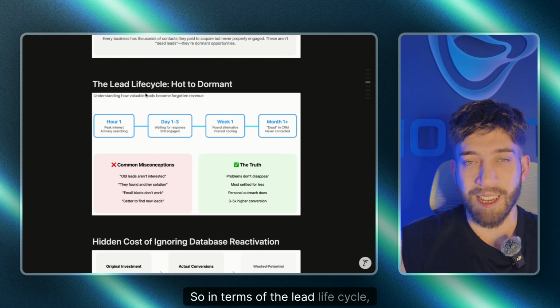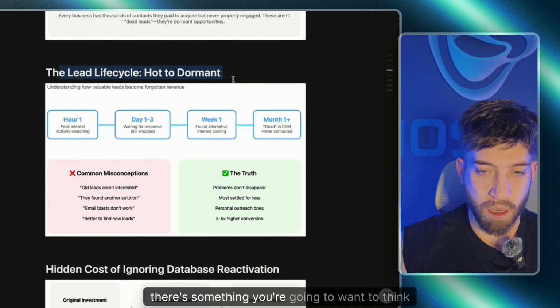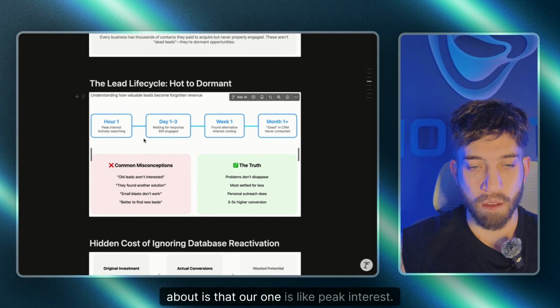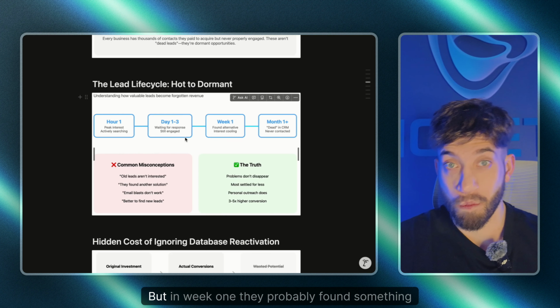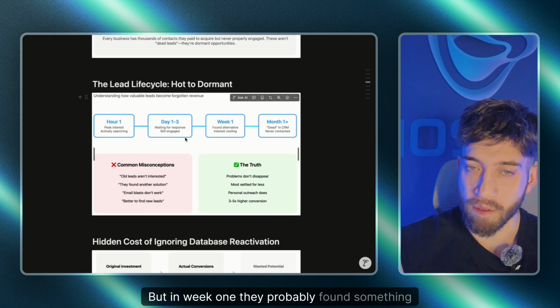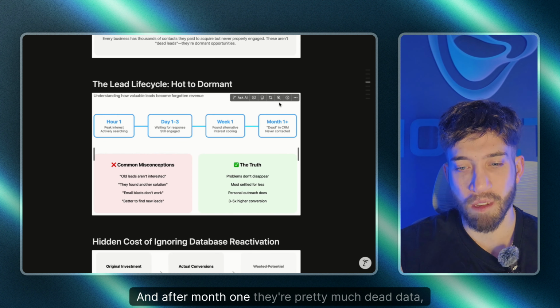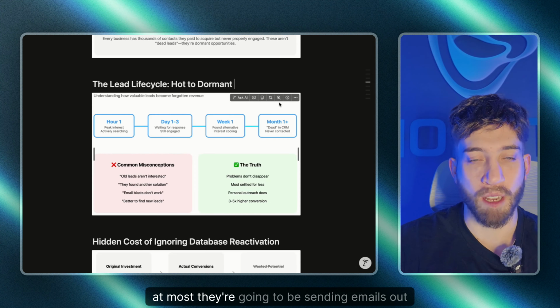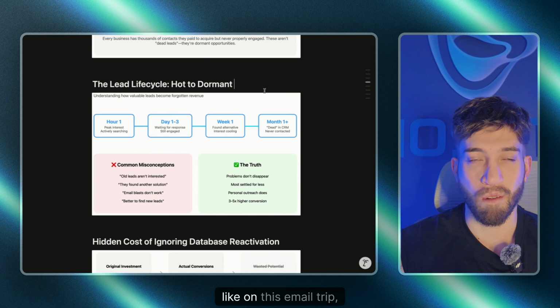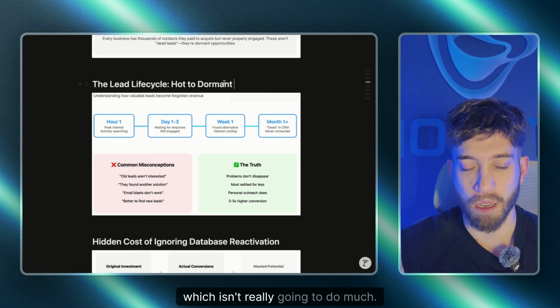So in terms of the lead life cycle, there's something you're going to want to think about: hour 1 is peak interest. Day 1 to 3 is waiting, probably looking elsewhere. By the end of week 1, they probably found something else, and after month 1, they're pretty much dead data in the CRM, with at most an email drip going out, which isn't really going to do much.